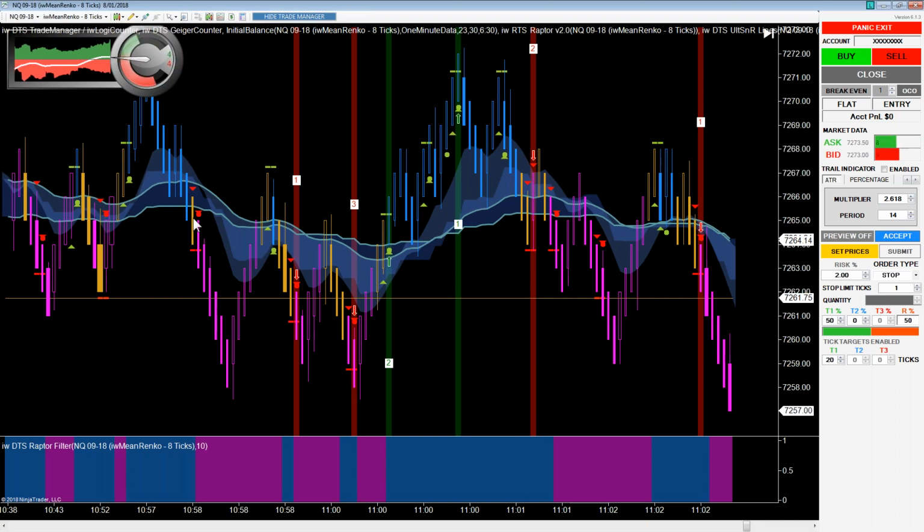This should be screaming to you, sideways market. Use caution. You got lots of yellow bars. You got no follow through. You got loads of background highlights. You got a filter that can't make up its mind.